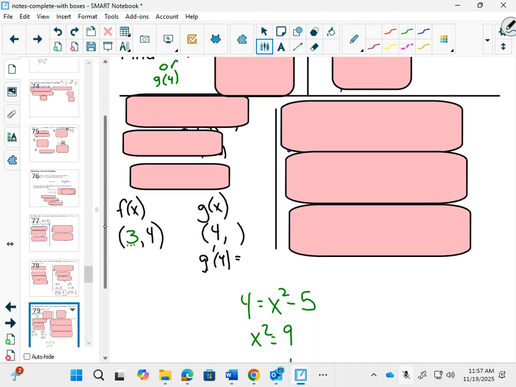Could you find f prime at 3? Yes, because it's a really easy derivative. The derivative would just be 2x. F prime of 3 is 6. So what is g prime at 4? The reciprocal, 1 over 6. That is the easiest way to solve these.